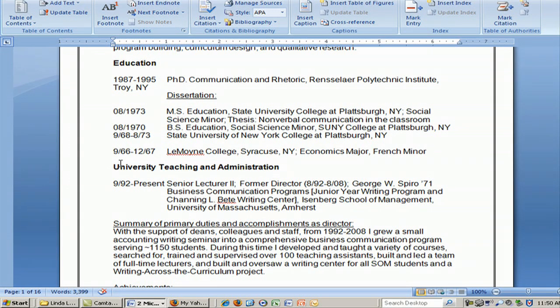We would also want to see university teaching and administration, particular posts that you've held either as a teacher or an administrator in an institution of higher learning, and the duties and responsibilities associated with that position and what you did in that position. Were you able to attract more students, whatever sorts of key accomplishments might have occurred in your time there.